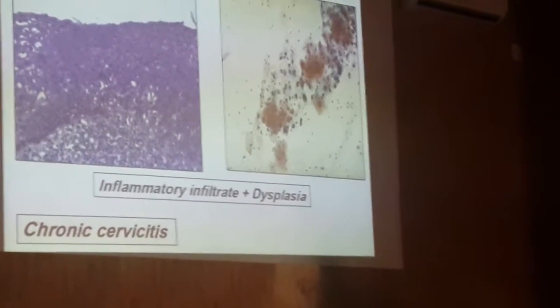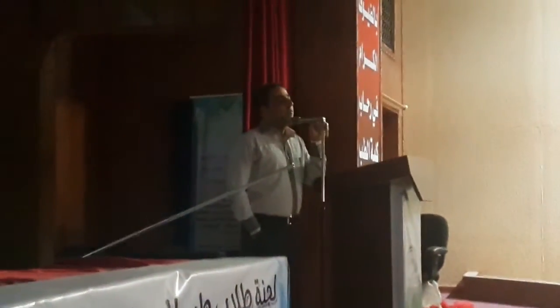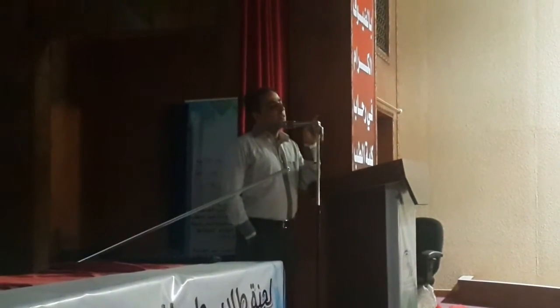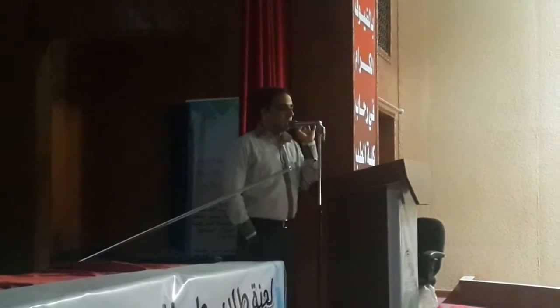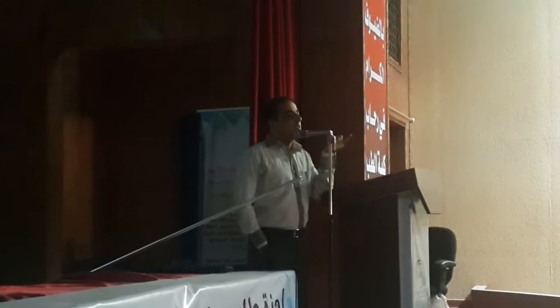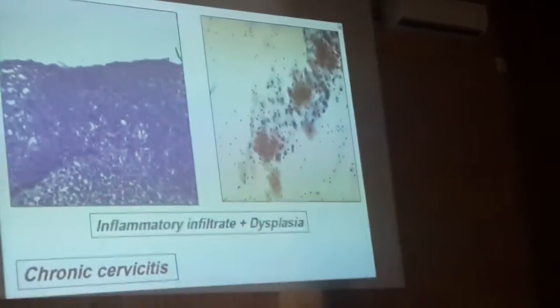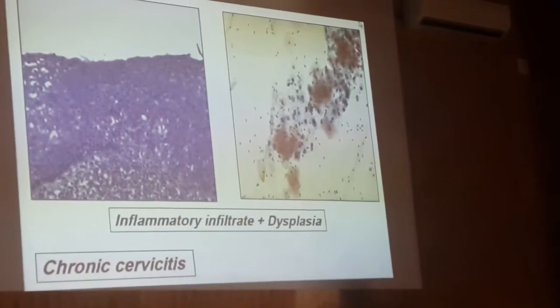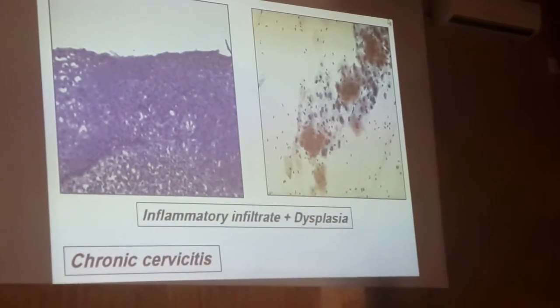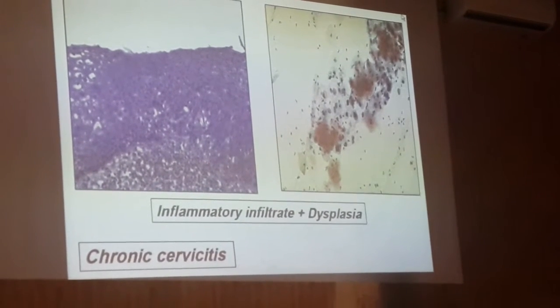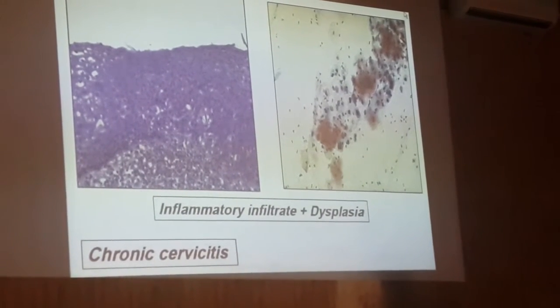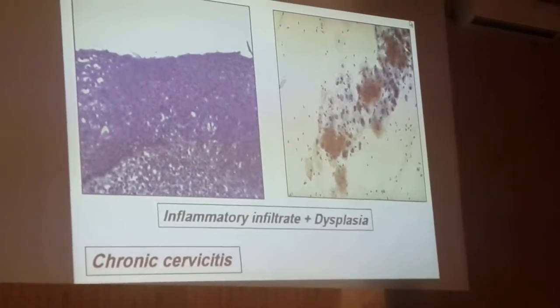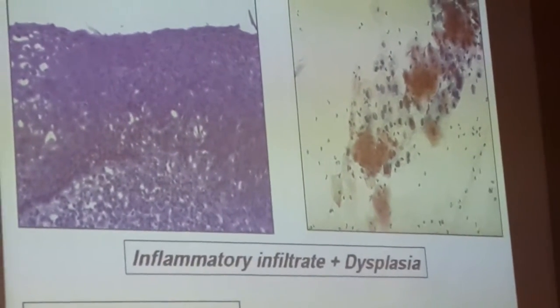You will find inflammatory cells, and because of the inflammation there can be dysplasia also. If there is inflammation and dysplasia, you can call it inflammatory dysplasia. Can you see the epithelium? There are many small cells below the epithelium. All these black cells are inflammation. Below the epithelium is all inflammation, and the epithelium is having dysplastic changes.